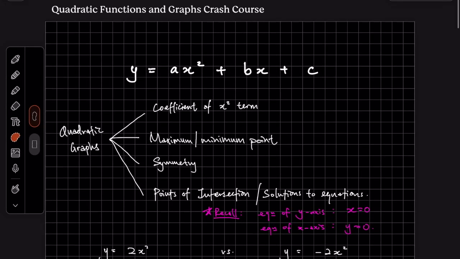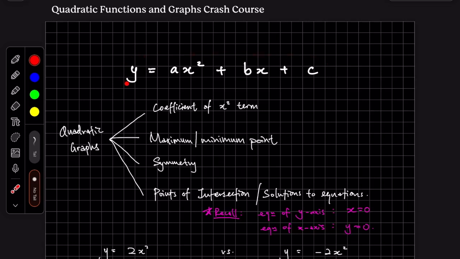Hi, hello. So in this video, we're gonna have a crash course on quadratic functions and graphs. To start off, let's talk about what a quadratic function is. I wrote down here y equals ax squared plus bx plus c.